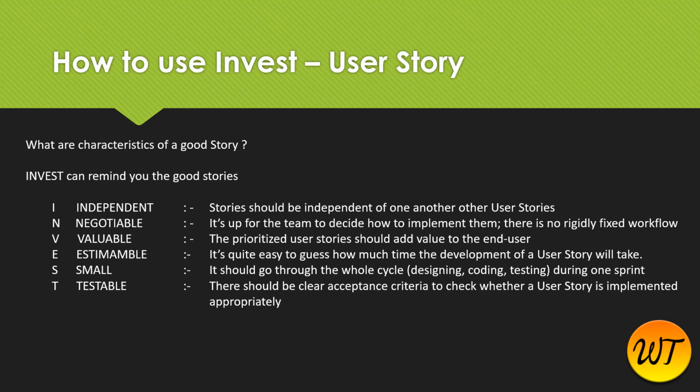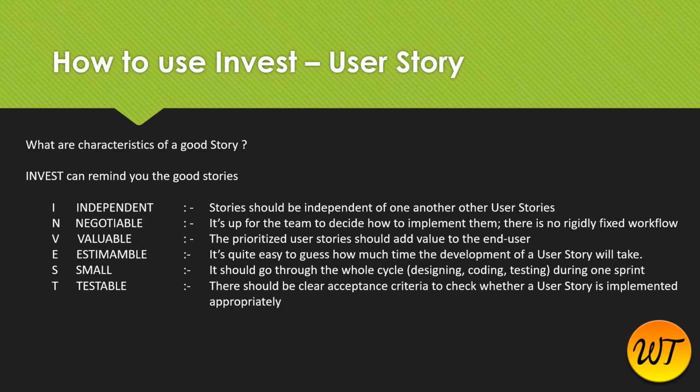Independent is nothing but a story should be as independent as possible. When thinking of independence, it is often easier to think of order independence. Why is this important? It allows for true prioritization of each and every story. Negotiable. A story is not a contract. It is up to the team to decide how to implement it. There is no rigidly fixed workflow. The goal is to meet customer needs, not develop something to the letter of the user story.